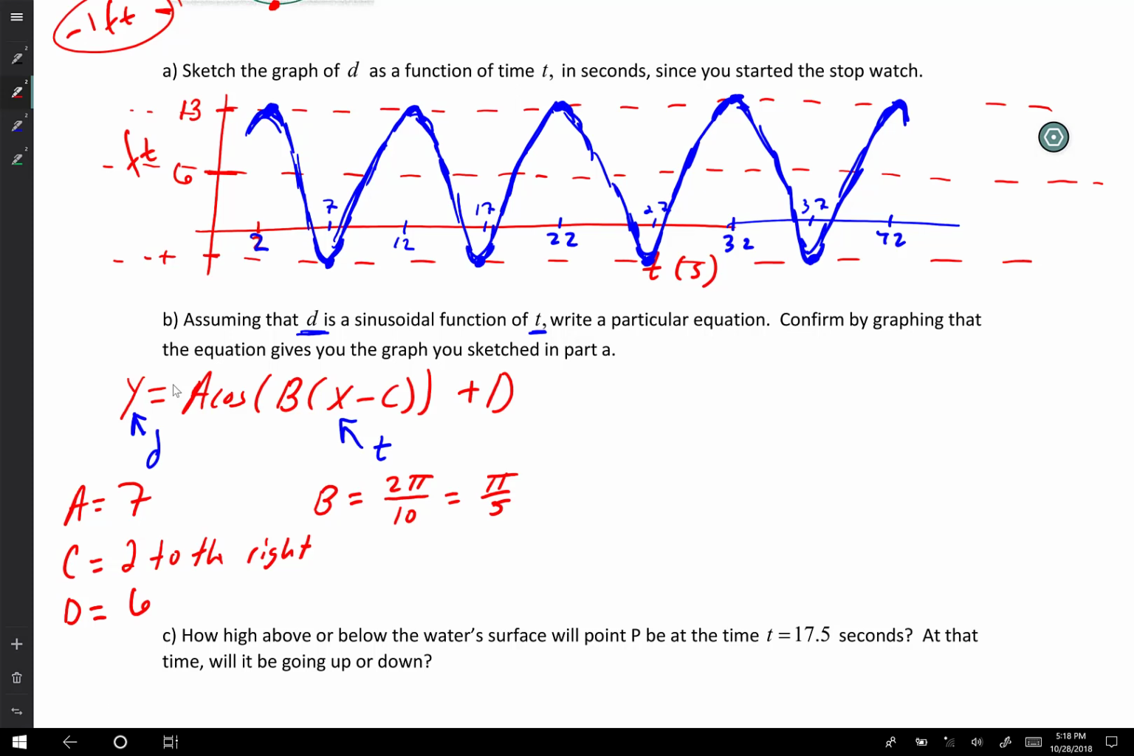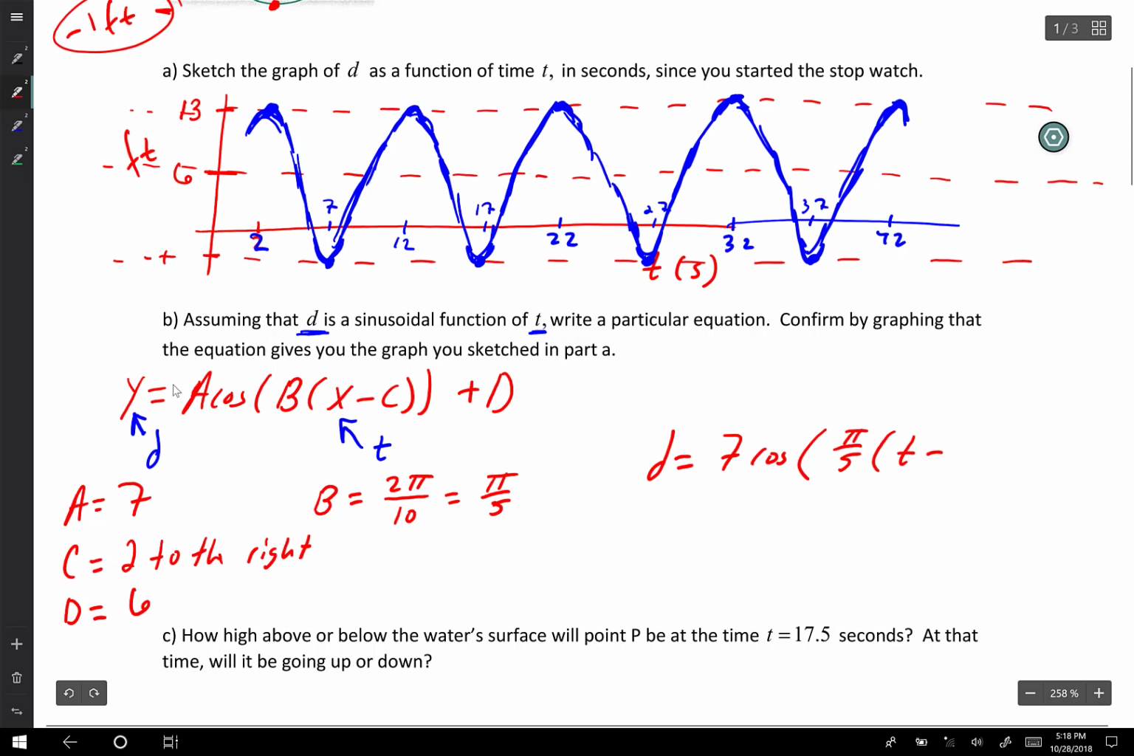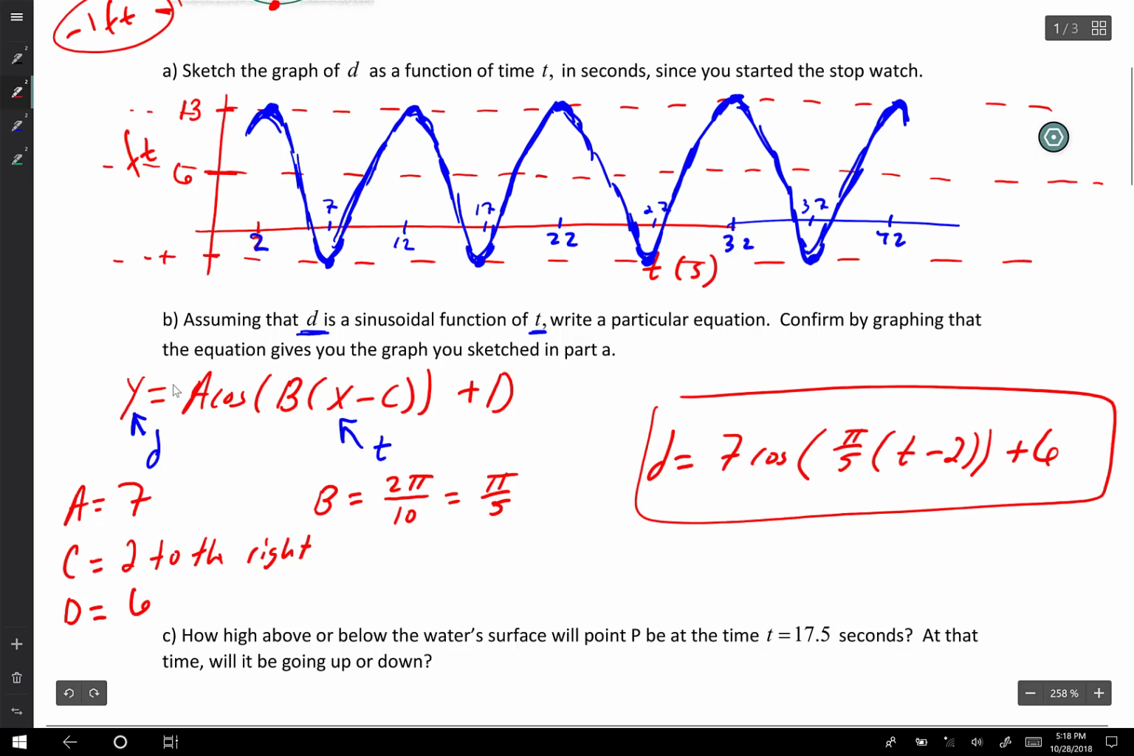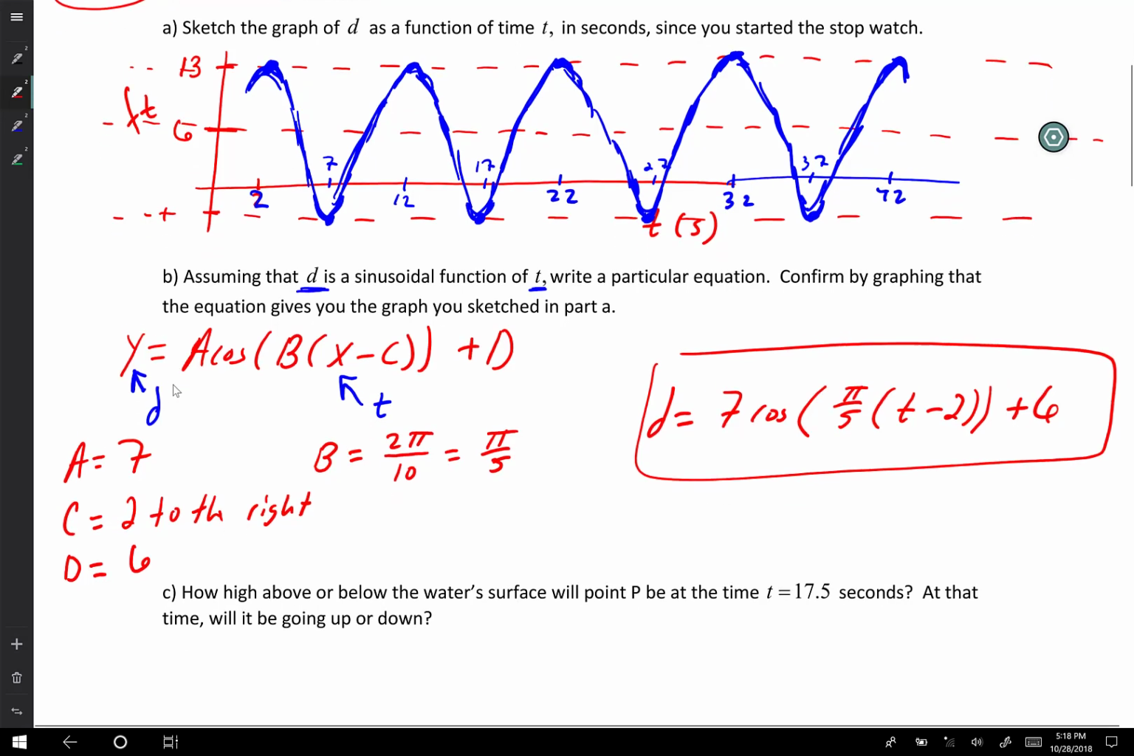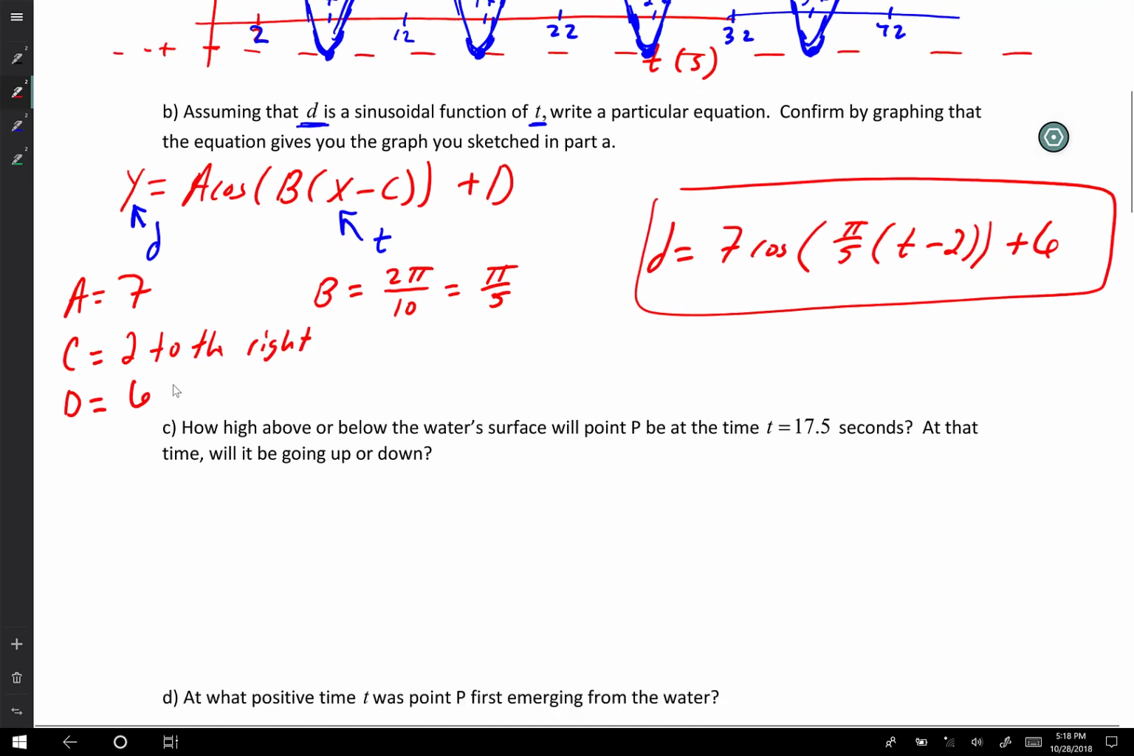So here we go. Little d is equal to 7 cosine, open parenthesis, pi over 5, open parenthesis, t minus 2, close, plus 6. And that's it, guys. That's the equation. Cool, right? Cool. All right.